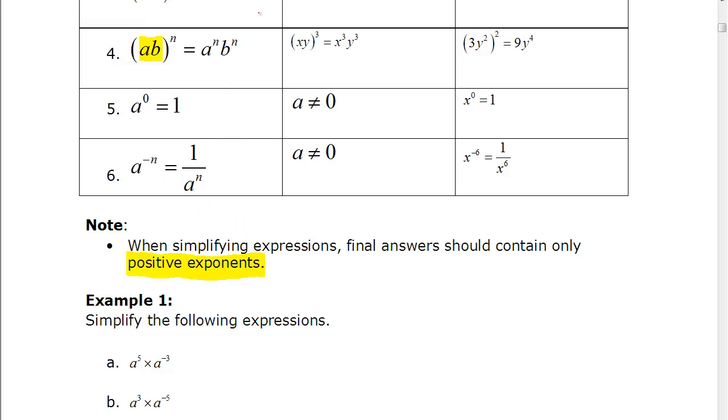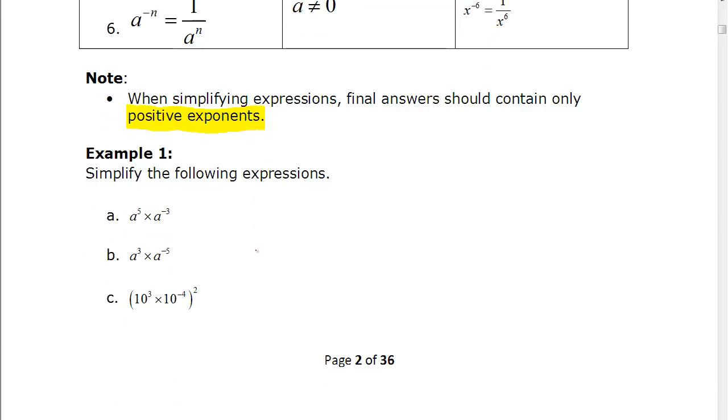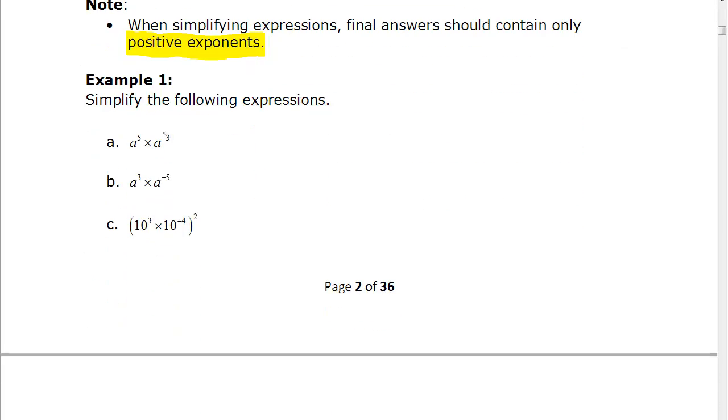So we're going to go ahead and do some examples, just using these rules to make sure you're comfortable with them. Here, we have a to the 5 times a to the minus 3. That's 5 plus minus 3, which is a squared. Here we have a to the 3 and a to the minus 5. Again, we add those together, we get a to the minus 2, but we can't leave a negative exponent, so we have to write it as 1 over a squared.